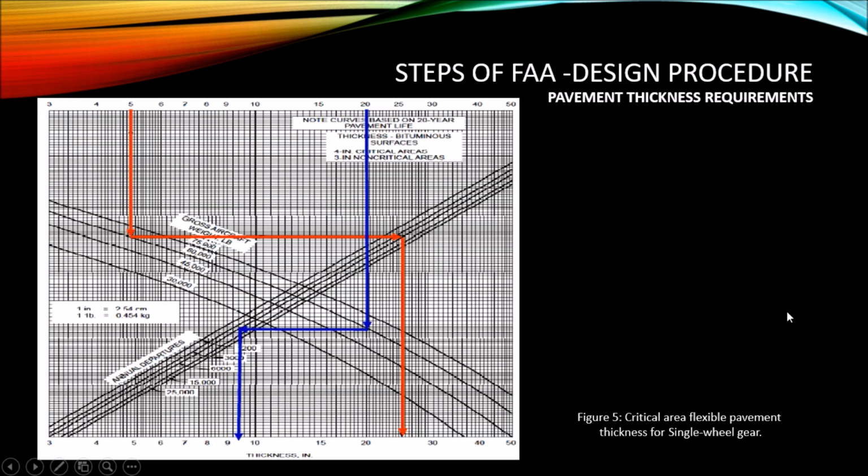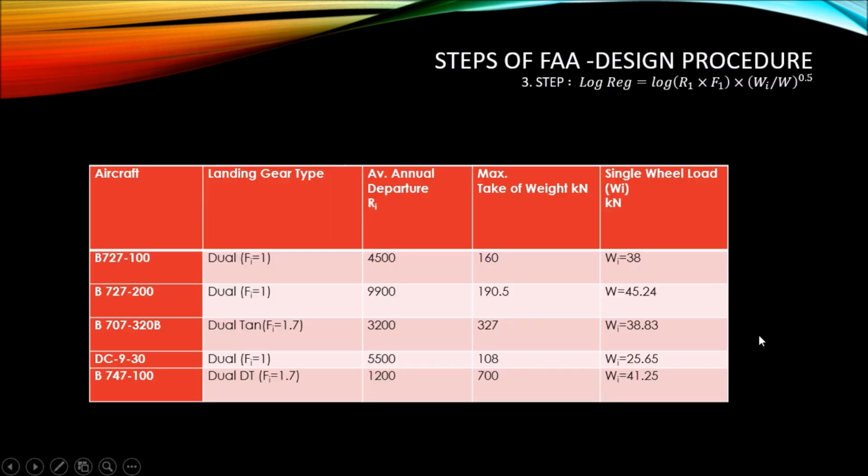So we'll go to the next table. Here we already have these values given to us. We have the aircraft type from our data given initially, then this is their conversion factor for each type. Then this is the annual departure, which is given to us here. And then the maximum takeoff weight was given also initially, but we also need to compute this additional column, the single wheel load. How do we get it?